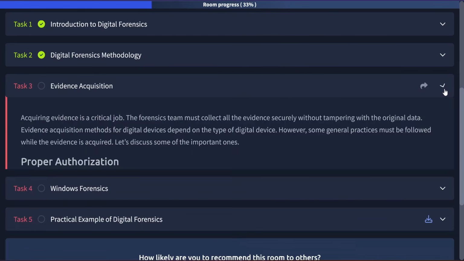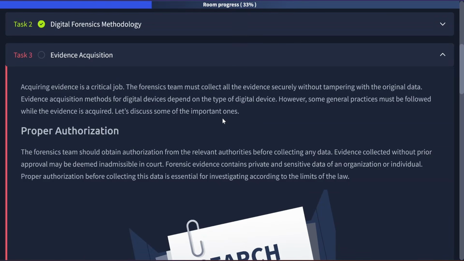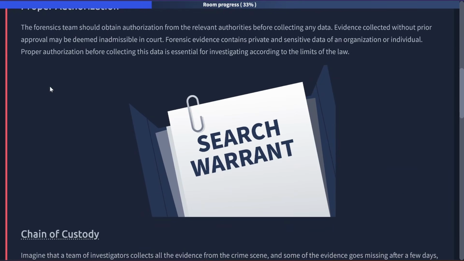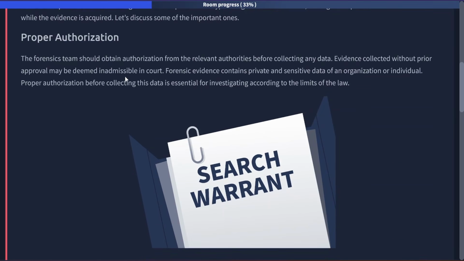Now it's on to task 3, evidence acquisition, which is always super important. It's important that you're getting all the evidence, that you're getting the right evidence, that evidence isn't tampered with, that evidence maintains its integrity. Sometimes it's not even being tampered with, but if you do something wrong, you could potentially damage digital evidence, right? So this is always very important. Part of this is that you need proper authorization. This applies both to private work and to criminal investigations.